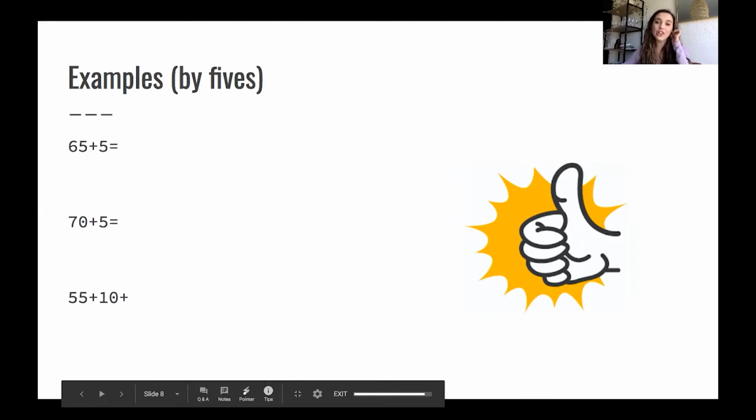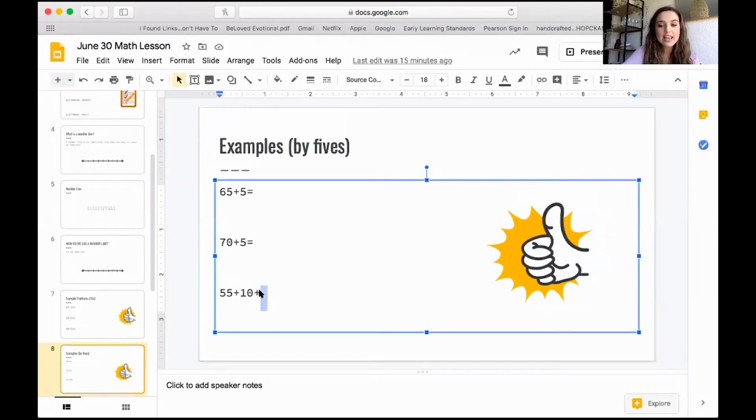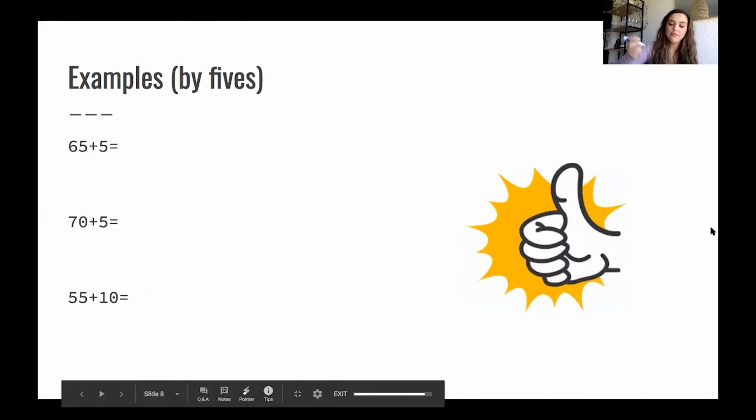All right, let's take a look at this third problem. And it looks like I made a little bit of a mistake when typing this in, and this needs to be an equal sign, not a plus sign. So now that we have that all fixed, let's look at our problem. 55 plus 10. I went ahead and erased my other number line because I'm going to use a new number line for this one.